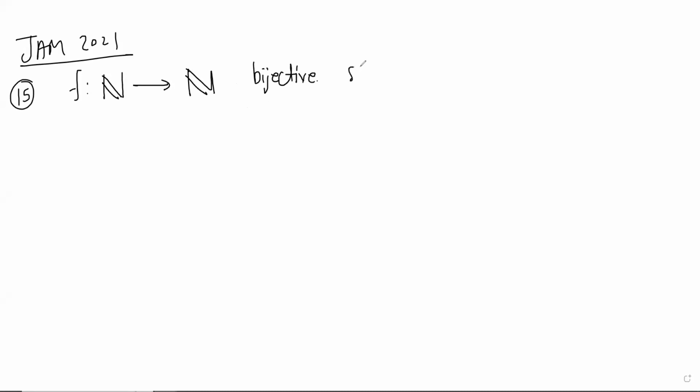Such that the sum of f(n) by n square is finite. Okay? This is all positive, so no problem. The number of such bijections, how many such f?